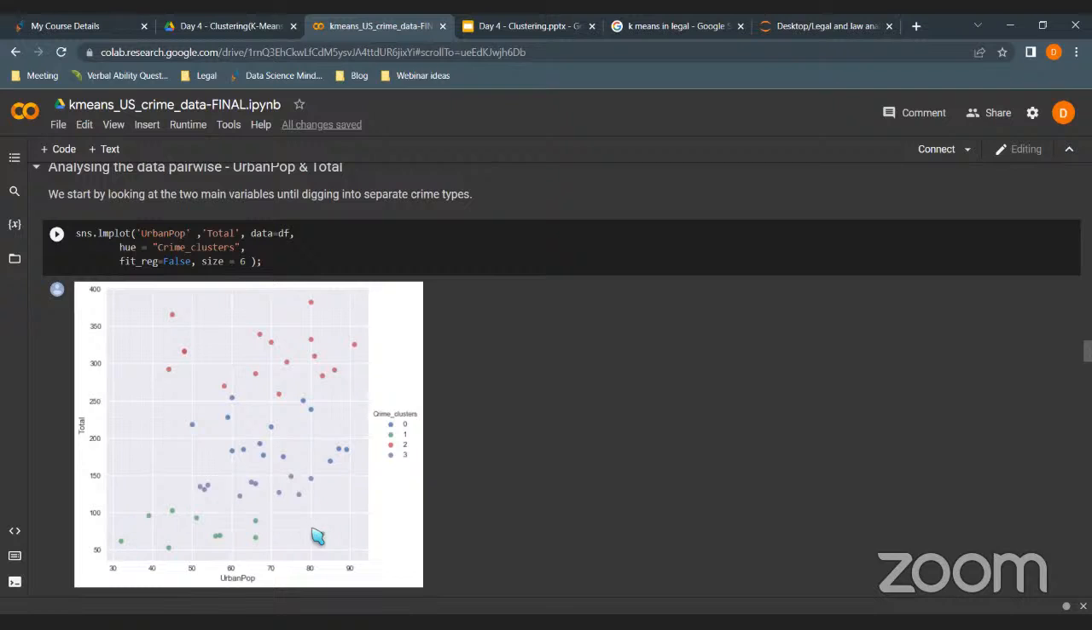So we can see that when we have a low urban population and low arrests, it is spread over the data. But with a higher urban population, we can see a somewhat higher number of arrests. And here also we can see a higher urban population, and here we can see the highest arrests.